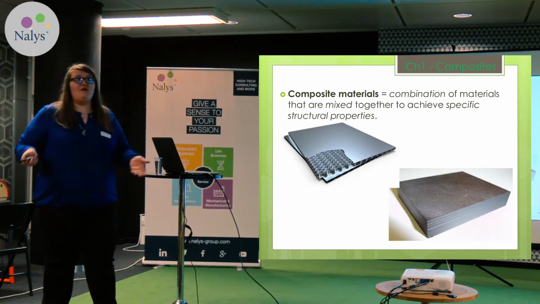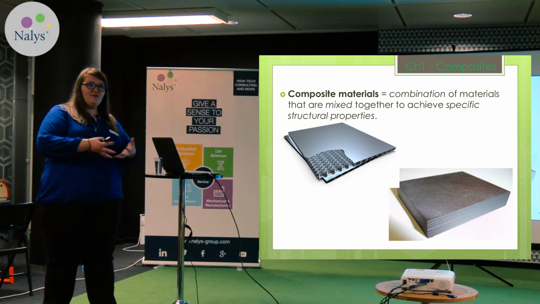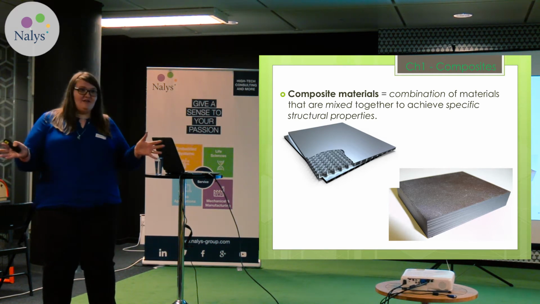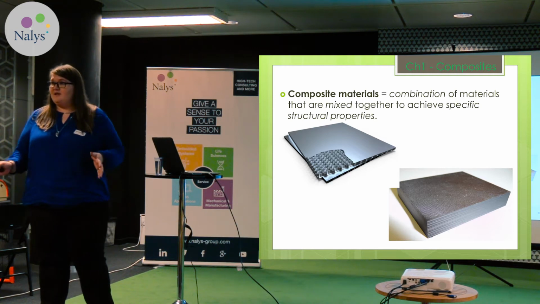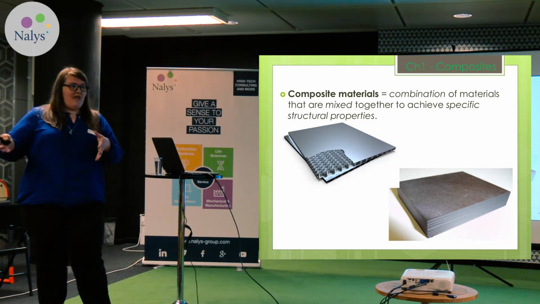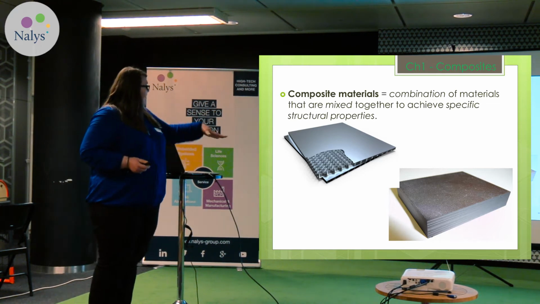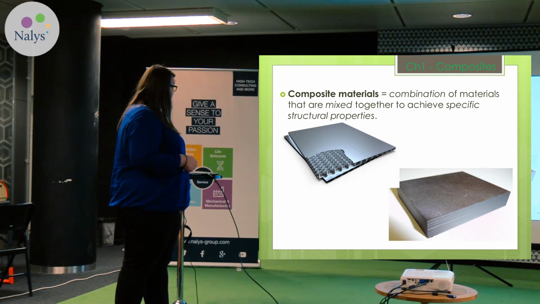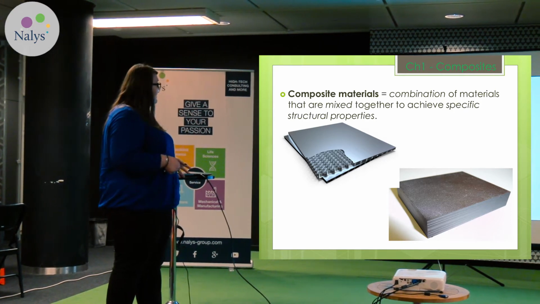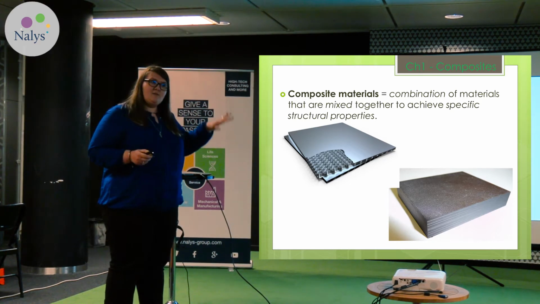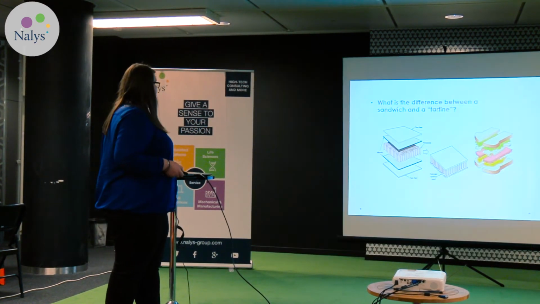It's actually a combination of materials that are mixed together, put together in order to create another super material, to say so, another material that is better from a properties point of view than the materials it was created from. So here we have two different composite materials. One is called a sandwich material, and this one is a laminate material, but both are composite materials. I'll explain later what is the difference between them.